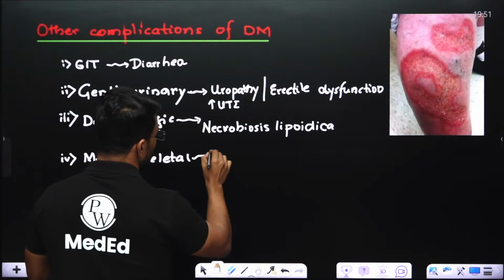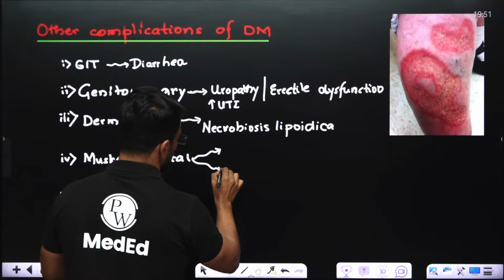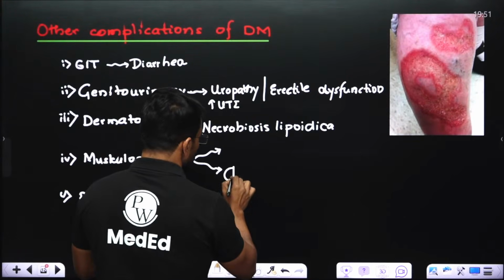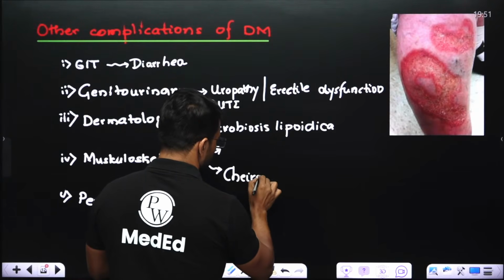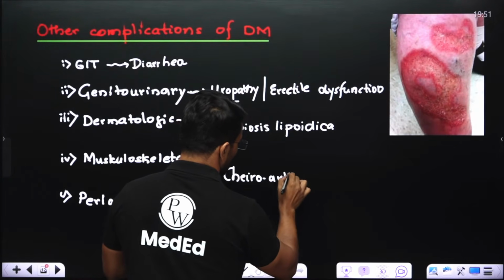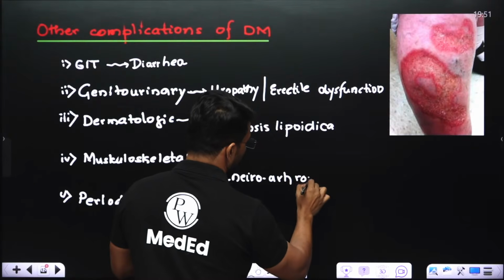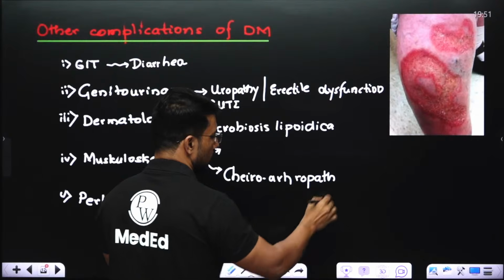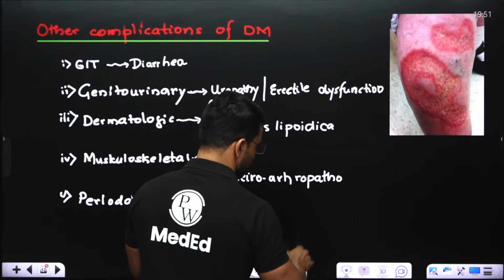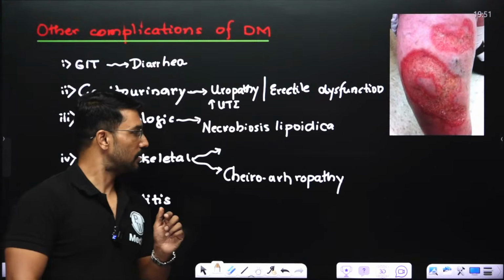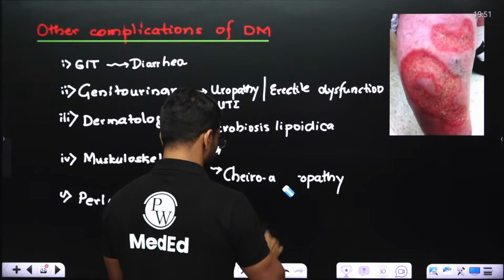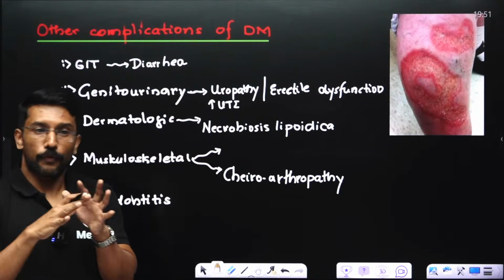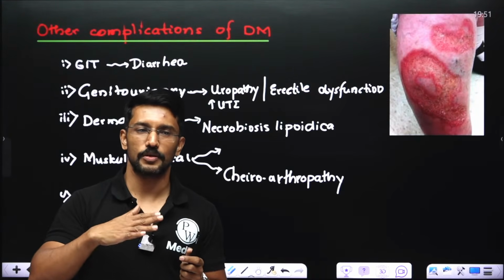Okay, now what musculoskeletal complications of diabetes can we expect? Diabetes leads to something called cheiroarthropathy. What do I mean by that? Basically, with diabetes, this increased expression of transforming growth factor beta results in fibrosis of the skin around the joint, so it makes the joints more stiff.